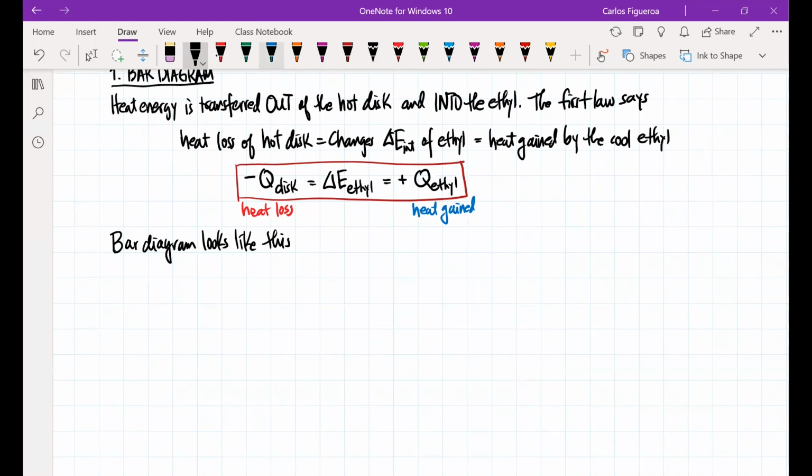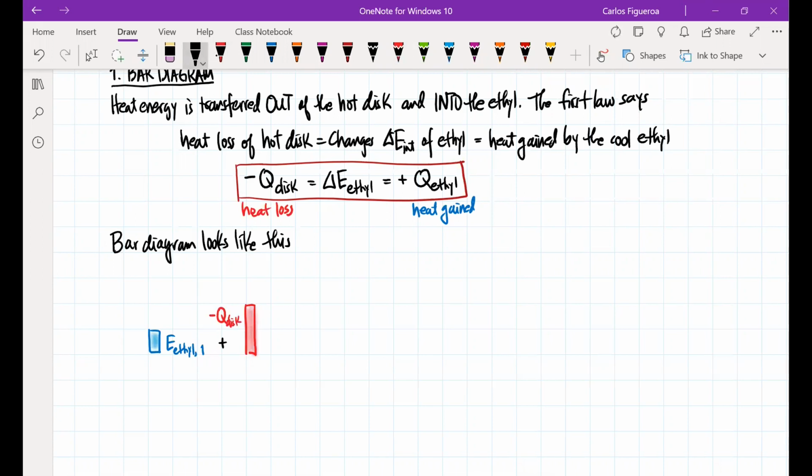So the first thing I'm going to do here is imagine that the internal energy of the ethyl alcohol is low. So this is ethyl alcohol at its initial state, and it's a low energy state. And then we're going to transfer heat from the disk. So if I transfer heat from the disk, what you're seeing here is that now there's a heat loss due to the disk.